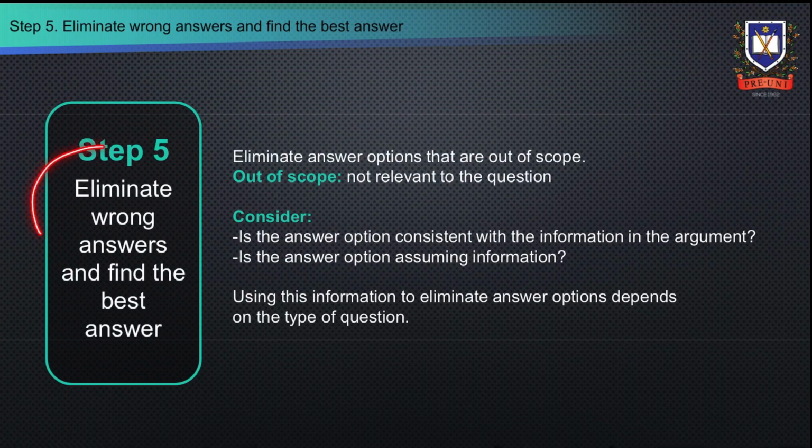Step 5. Eliminate wrong answers and find the best answer. Finally, use process of elimination to eliminate wrong answers and find the best answer option. Eliminate any answer option that is out of scope. Out of scope refers to an option that is not relevant to the question. Also, check if the answer option is consistent with what the argument is saying or whether it is assuming unstated information. As with the previous step, the answer options to eliminate are dependent on the type of question.